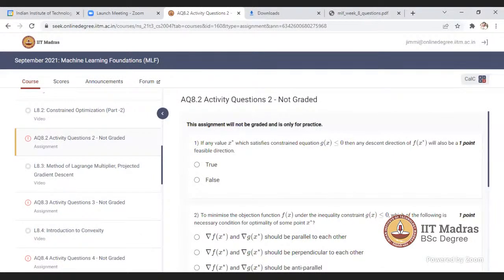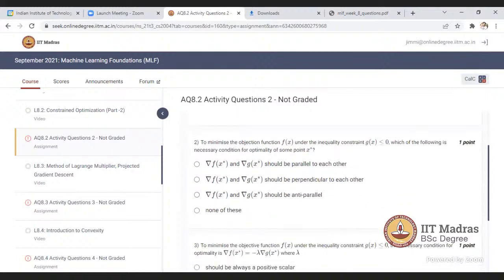Let's go to activity question 8.2. If any value x star which satisfies the constraint equation gx less than 0, then any descent direction of fx star will also be a feasible direction. Let's say for this question, it's true, sir. Yeah, so much discussion happens on this question, so that's why I'm stopping here. If anyone has any doubt, they can ask. So there is no doubt in this.